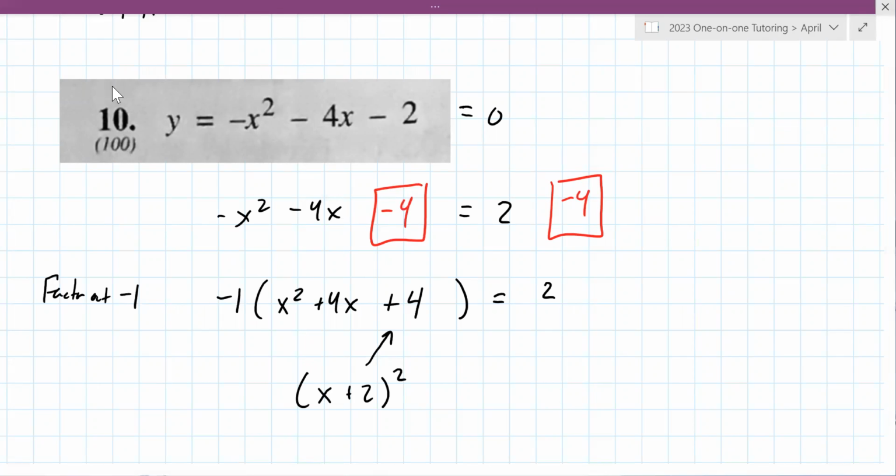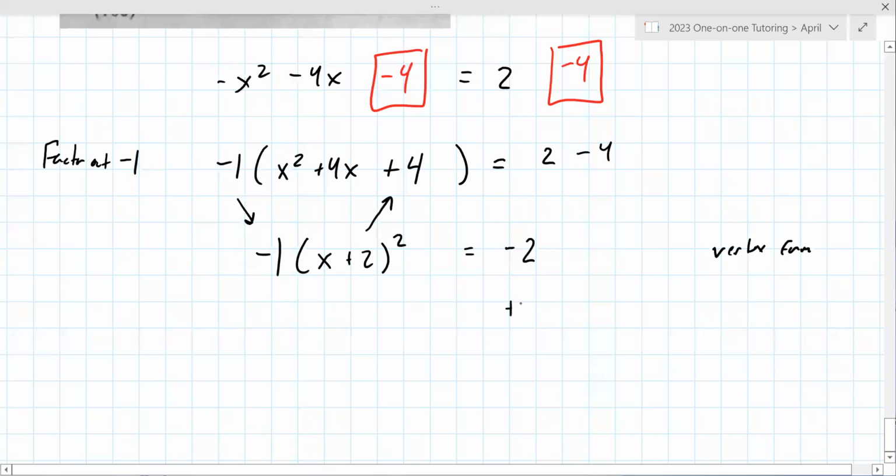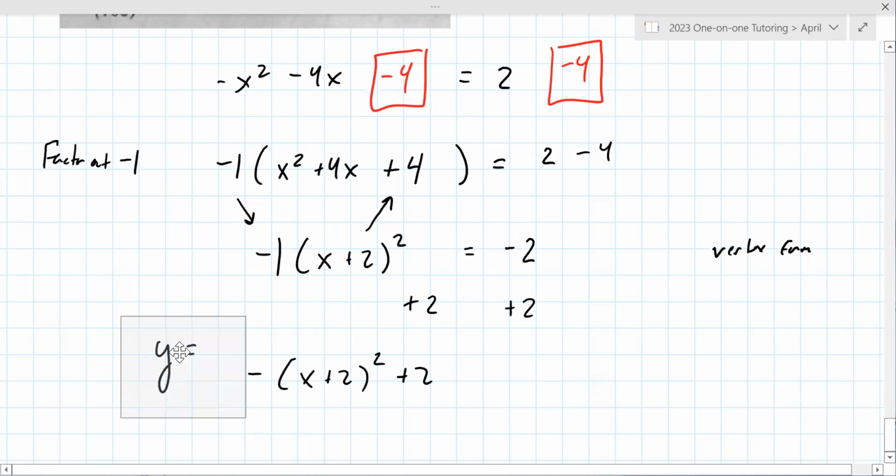Now, a few things here, and I'm very bad and negligent here. Sometimes I don't remember to write these things. You've got to bring that -1 down. You've got to remember to combine the two numbers on the right. And then because we wanted it in vertex form, because we're not solving, if you were solving, you'd keep going here. The way it is, you need to bring that number back. You have to add 2 to both sides. So it's -x plus 2 squared plus 2. Bring that y down. And now you have it.